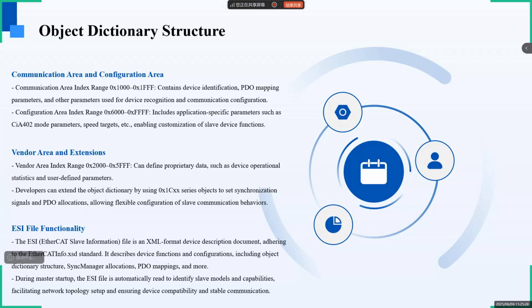The object dictionary structure is divided into communication area, manufacturer area, and configuration area. The ESI file is a description file for EtherCAT equipment based on an XML file. The main station can parse the object dictionary, PDO mapping, synchronization management configuration, etc. through the ESI file. The main station automatically reads the ESI file upon startup, identifies the model and functions of the substation, and completes the network topology. Ensures equipment compatibility and communication stability.